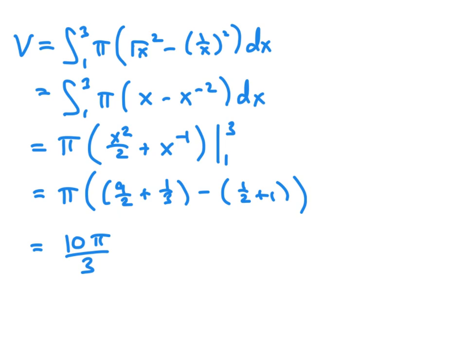So our volume will be the definite integral from 1 to 3 of pi times the outer radius squared, which would be square root of x squared, minus the inner radius squared, which is (1 over x) squared. This simplifies to the integral from 1 to 3 of pi times (x minus x to the negative second power). We can find the antiderivative of that function, which is pi times (x squared over 2 plus x to the negative first). Evaluate that from 1 to 3, and we obtain a final volume of 10 pi over 3.